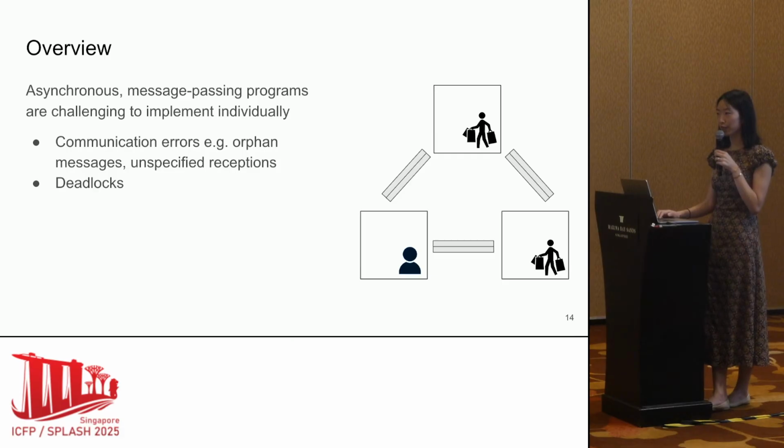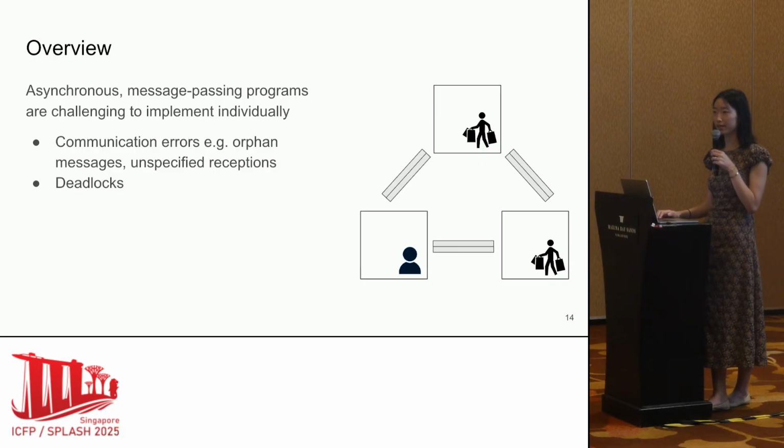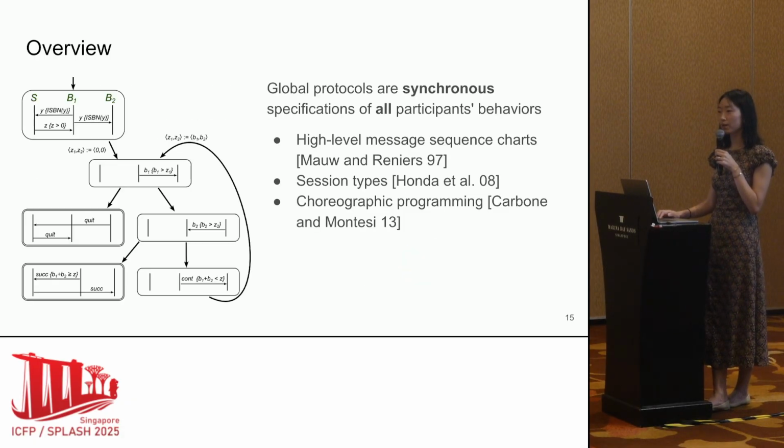Writing an implementation for each of these participants individually in a way that is free from communication errors such as orphan messages and unspecified receptions, and also free from deadlocks, is challenging. As a result, the construct of a global protocol has been proposed by multiple verification communities. A global protocol specifies the behavior of all participants' message passing actions from a bird's eye view and synchronously, thus ruling out large classes of communication errors by construction. These global protocols have been studied as early as the 90s in the form of high-level message sequence charts, and are also prominently featured in more contemporary programming language frameworks, including session types and choreographic programming.